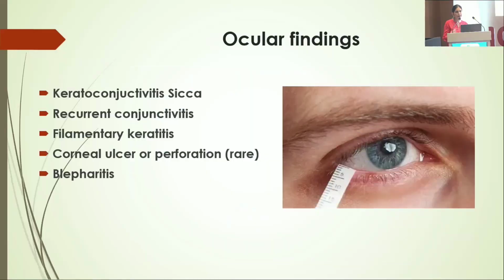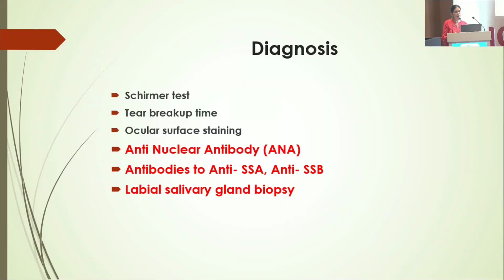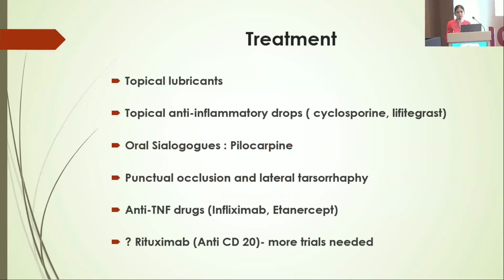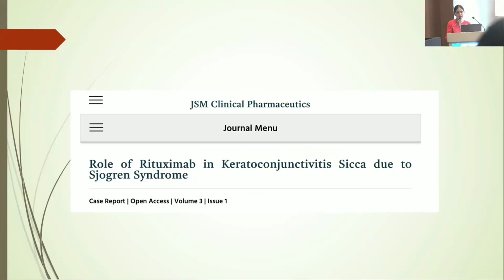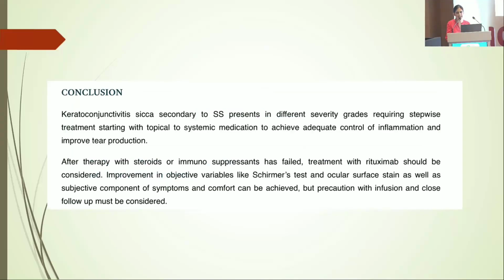If we talk of Sjogren, ocular findings are keratoconjunctivitis sicca, recurrent conjunctivitis, filamentary keratitis, corneal ulcers, blepharitis. So apart from the ocular diagnosis, kindly order ANA, anti-SSA, anti-SSB and a labial salivary gland biopsy. If we talk of treatment, we do not have much to offer. Pilocarpine is the drug which we can add. Otherwise, anti-TNF and anti-CD20 rituximab are under trial for the treatment of keratoconjunctivitis sicca in Sjogren's disease.